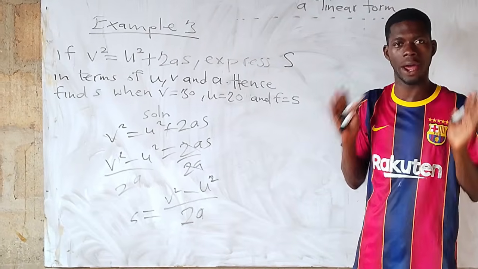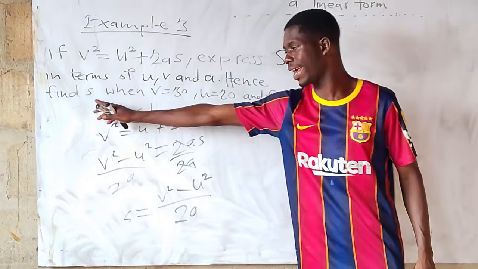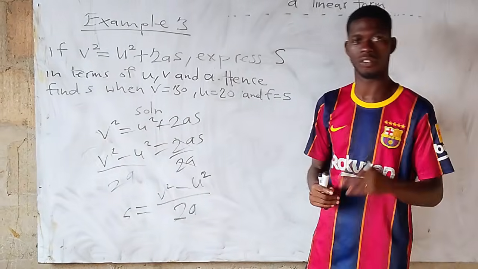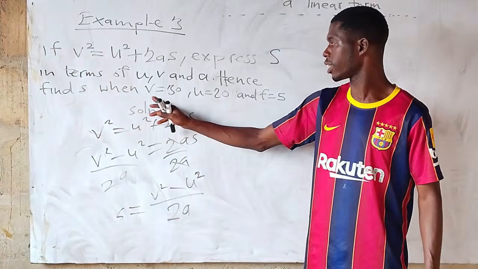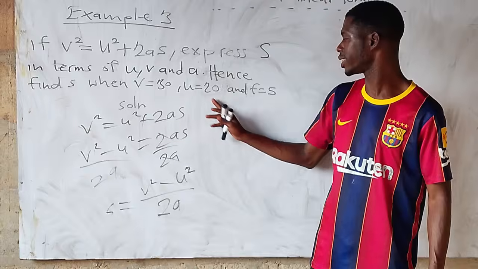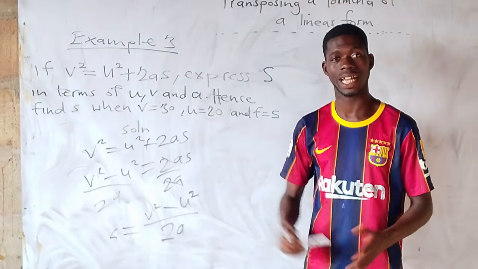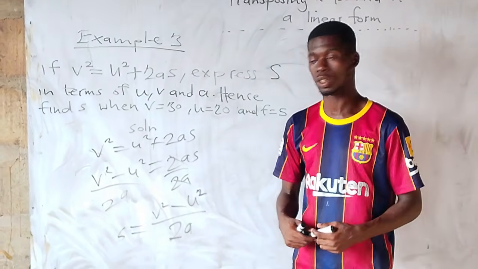Then you don't end there. It says find s. Now we are finding the value of s when v equal to 30, u equal to 20, and a equal to 5. So just substitute the values, right?